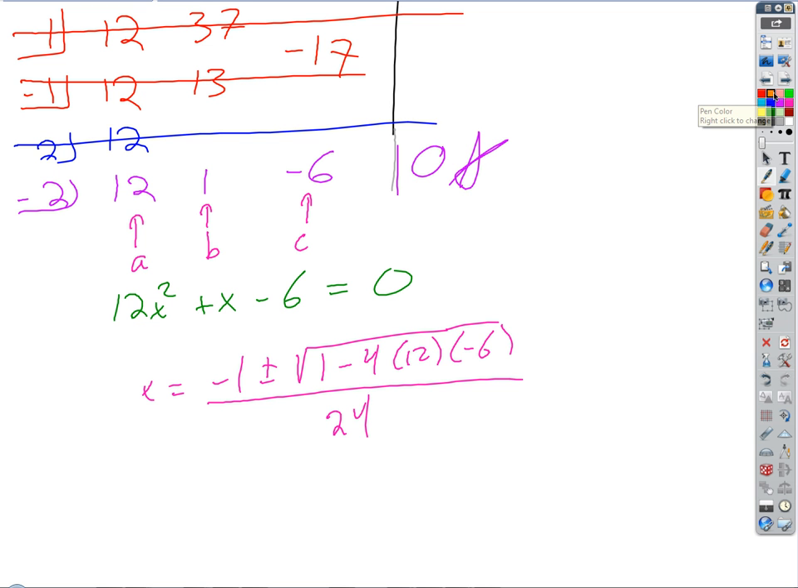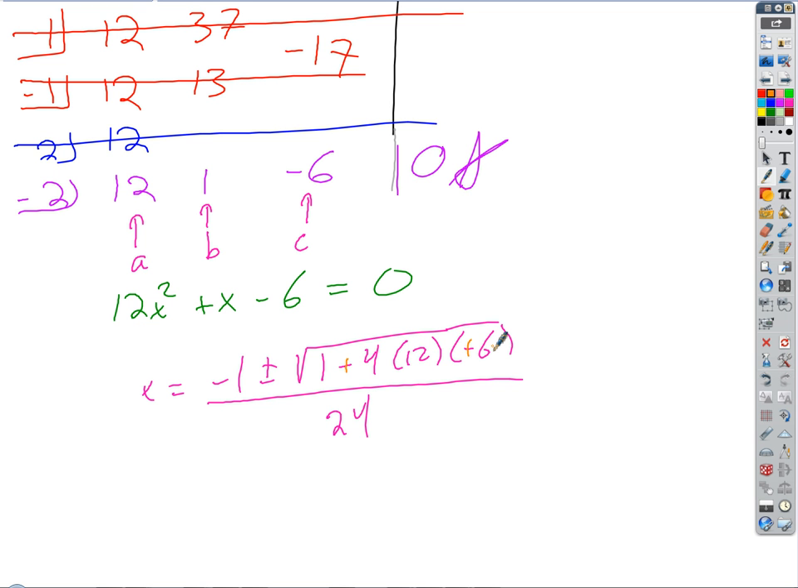If I've got negative 4 times 12 times negative 6, well, negative times negative is positive, right? And what's that going to be? 12 times 6 is 72, right? If I multiply something by 4, I just double it twice. So what's 72 doubled? 144. Doubled again. 288. So this is 288 plus 1. So everything in here is just going to be 289, right?